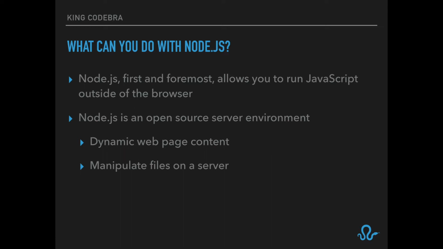Node allows you to manipulate files on a server or even just on your computer. This may include creating a CSV or watermarking a PDF. You can move files and delete them as well.